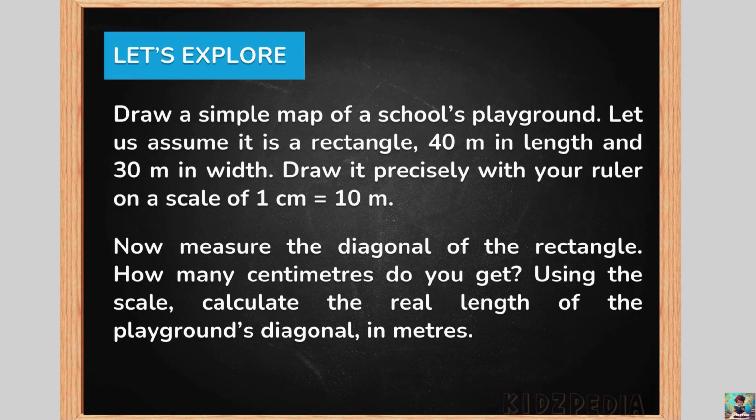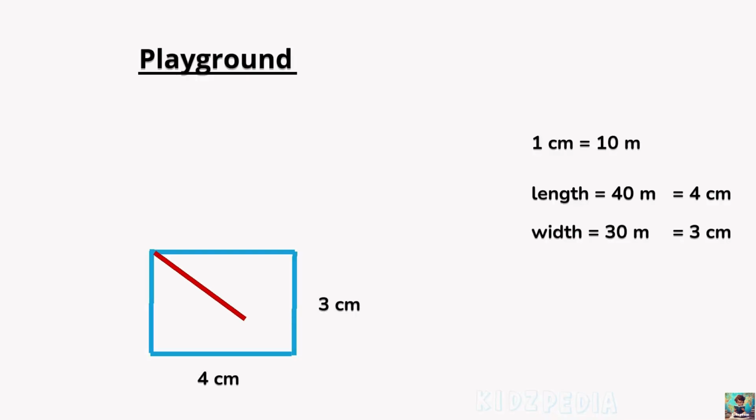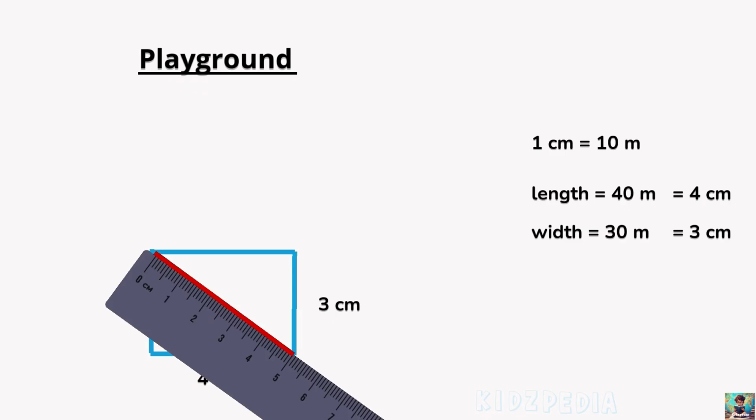Now, measure the diagonal of the rectangle. How many centimeters do you get? Using the scale, calculate the real length of the playground's diagonal in meters. Now, draw a diagonal, that is a slanting line that goes from one corner to the opposite corner. Calculate the length using the ruler.